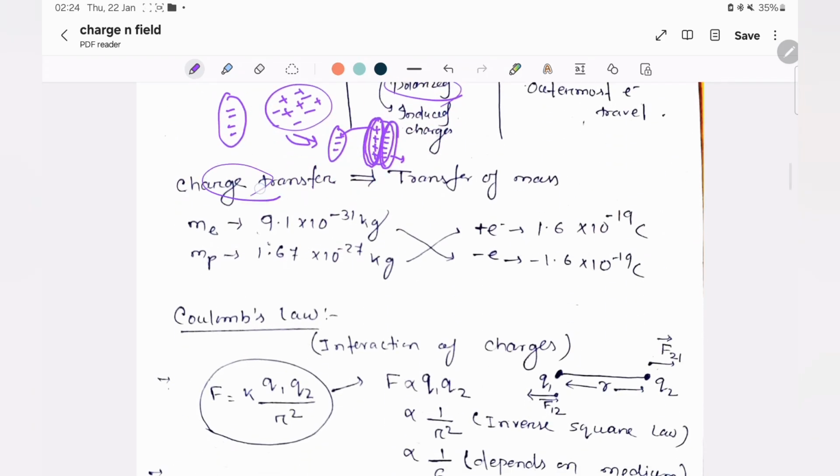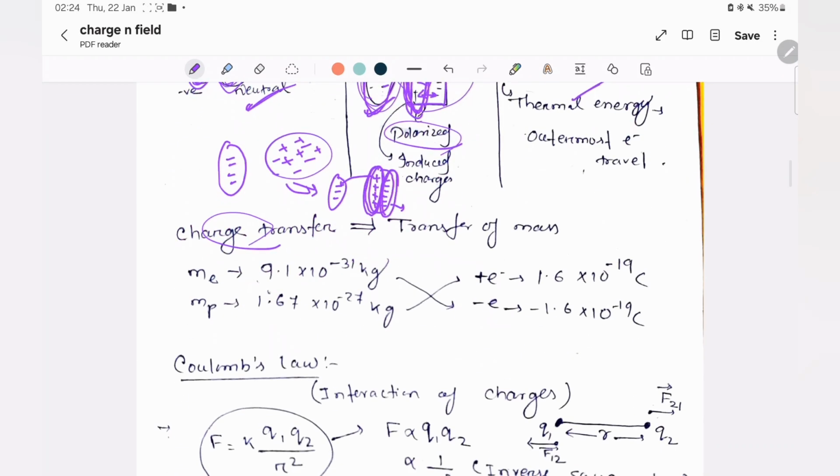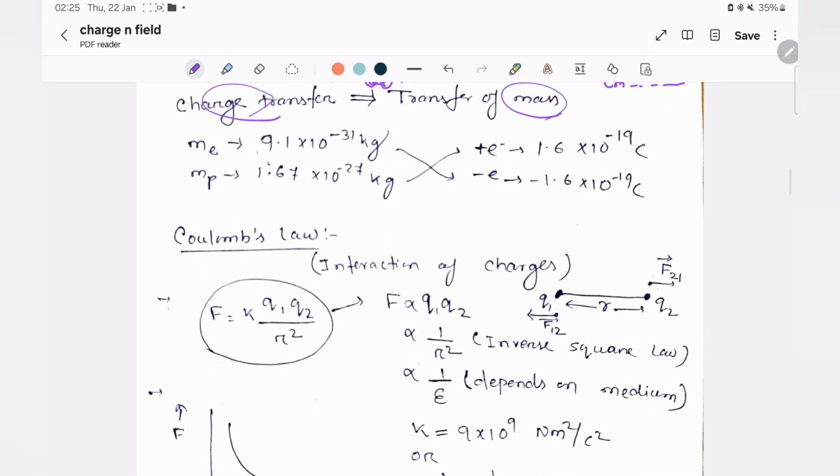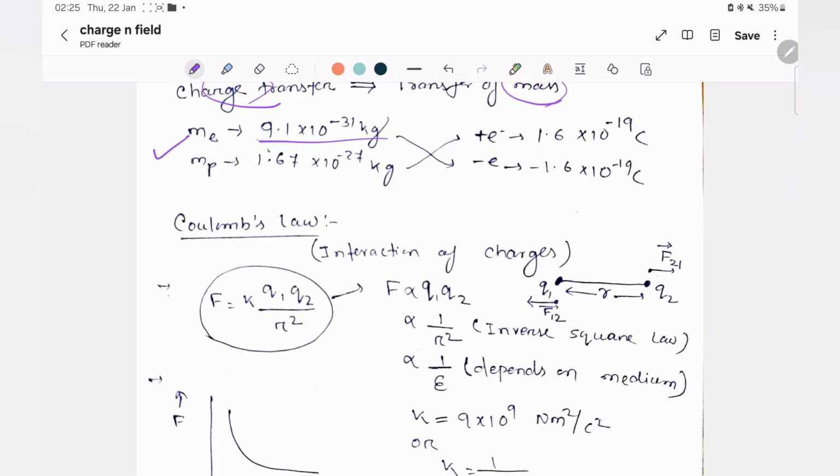Now, what do we mean by charge transfer? When we transfer charge in these three processes, some mass is also transferred. As we know, charge has some mass, so as the charge moves, mass also moves, because mass is associated with the charge. What is the mass of an electron? It is 9.1 × 10^-31 kg, and the mass of a proton is 1.6 × 10^-27 kg, and their charges are mentioned like this.